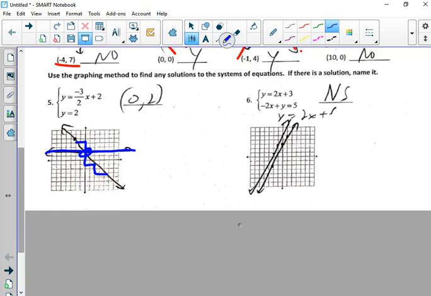Number 6, I'm going to move this over and put it in slope-intercept form. It becomes 2x plus 5. Since it's 2x plus 5, it has the same slope. One going through 3, one going through 5. They will never cross. No solution.